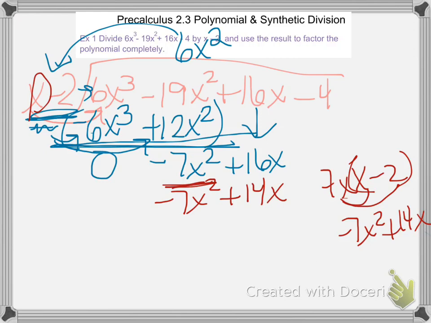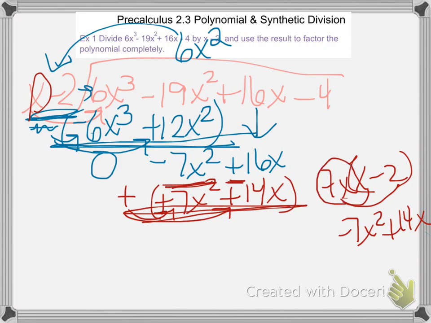Everybody good with that? Yeah. But we have to subtract it. So that means we're going to distribute the negative through to each of these. So that makes this a positive and this a negative. Plus, this is what I multiplied by, so that goes up here, negative 7x.